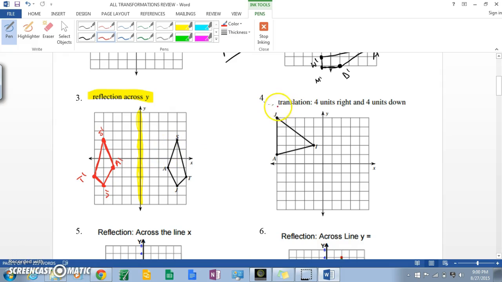Moving on. Gotta be careful here. Translation. Another word for translation: slide. 4 units to the right, 4 units down. We'll start at A. 1, 2, 3, 4 and 1, 2, 3, 4. A prime. I, 4 units to the right, 1, 2, 3, 4, and 4 units down, 1, 2, 3, 4. I prime. J, 4 units to the right, 4 units down, 1, 2, 3, 4 and 1, 2, 3, 4.